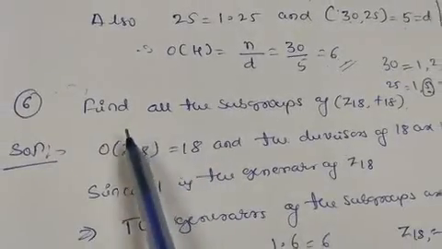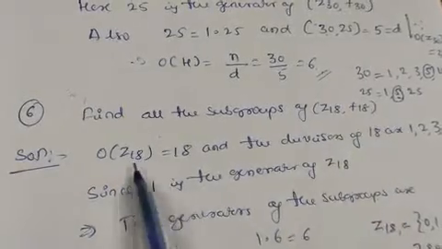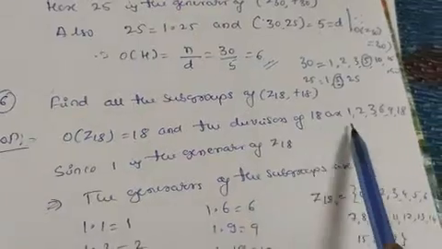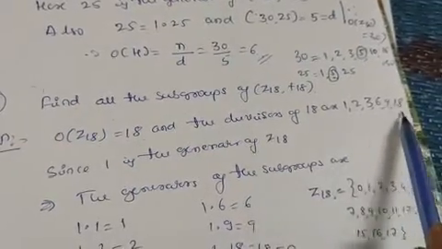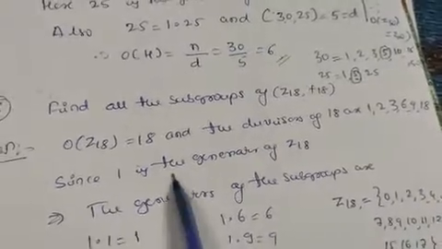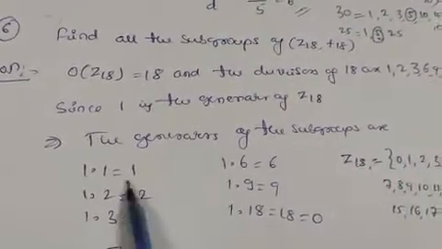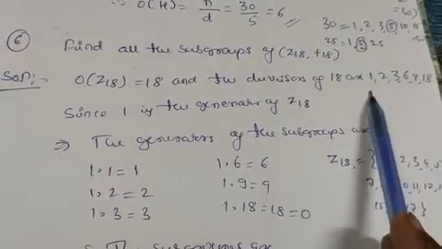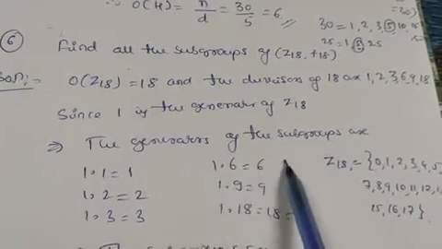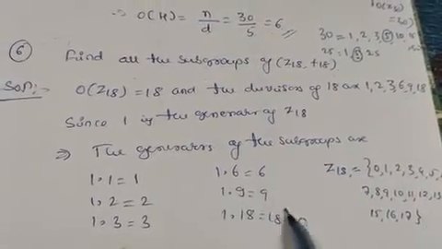Take one more example. Find all the subgroups of Z18 under addition mod 18. Here the order of Z18 is 18 and the divisors of 18 are 1, 2, 3, 6, 9 and 18. We can divide 18 by all these numbers. Since 1 is the generator of Z18, the generators of the subgroups are 1 into each divisor: 1 into 1 is 1, 1 into 2 is 2, 1 into 3 is 3, 1 into 6 is 6, 1 into 9 is 9, 1 into 18 is 18.